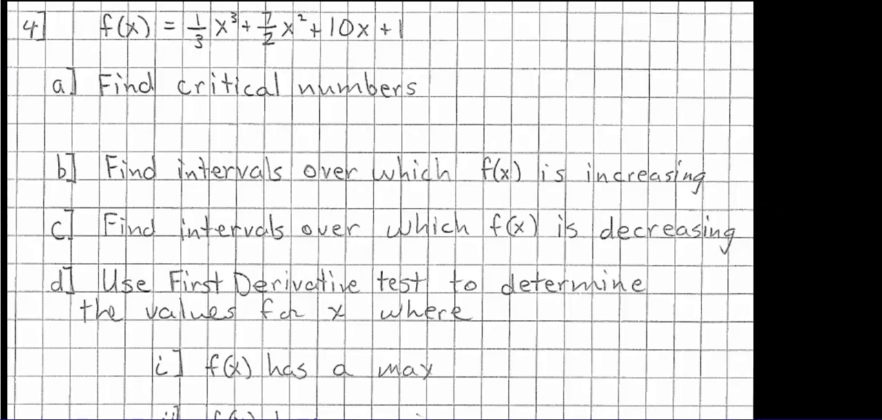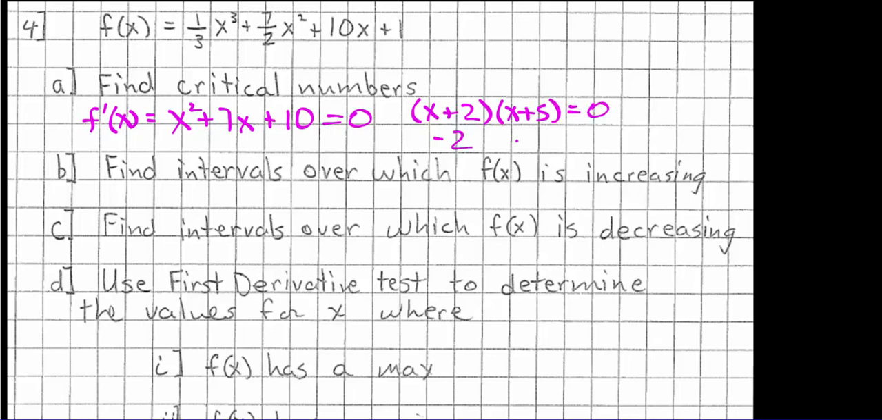Now, we also talked about graphing and finding maxes and mins and that sort of thing, critical numbers. Remember, critical numbers are found by taking the first derivative and setting it equal to 0. In this case, we've got x squared plus 7x plus 10. And I set that equal to 0, factor it, and I get my critical numbers, -2 and -5. Those are my critical numbers.